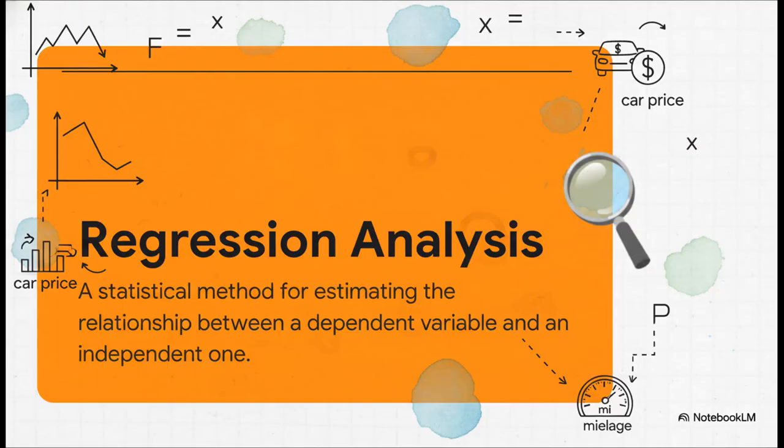So what is regression analysis, officially? Well, it's a statistical method for figuring out the relationship between two variables. In our case, the thing we want to predict, the price of the car, that's our dependent variable. And the thing we think is causing the change, the mileage, that's our independent variable.